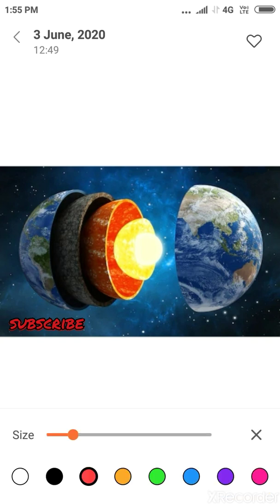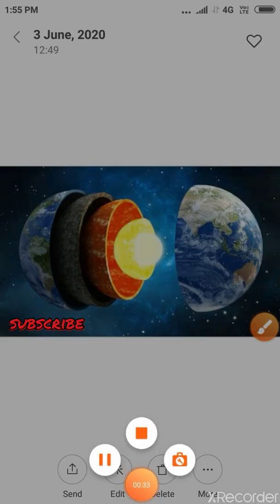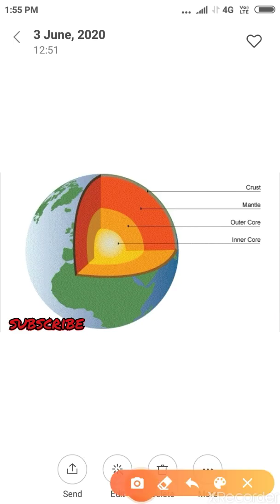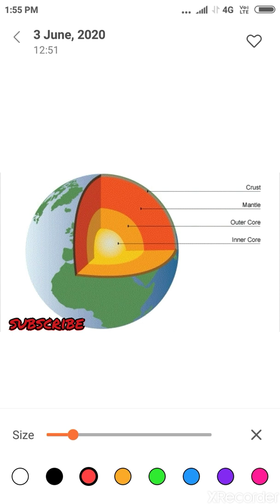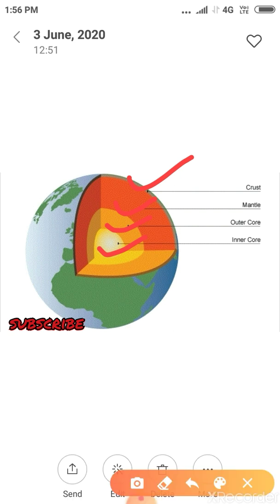The Earth is like an onion, which is made up of several layers. These are the several layers: 1, 2, 3 and 4. These are the different layers. First one is crust, second one is mantle, third is outer core and fourth is inner core.